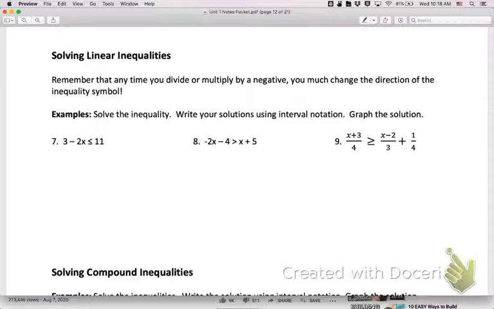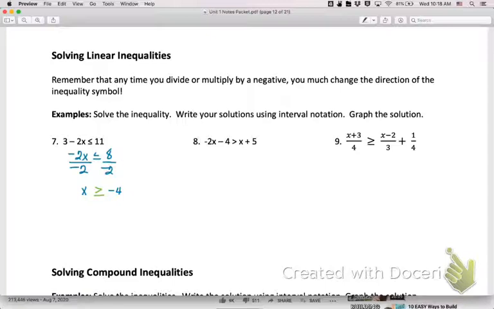So for number 7, this one is pretty straightforward to solve. We'll start by subtracting 3. So we get negative 2x is less than or equal to 8. And then we divide by negative 2. And because we divided by negative 2, we have to turn the inequality sign around. Okay? So there's our solution as an inequality.